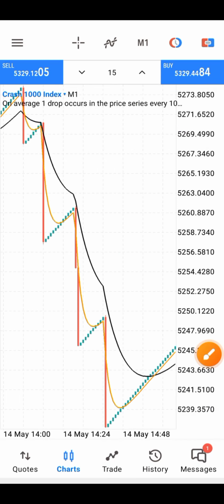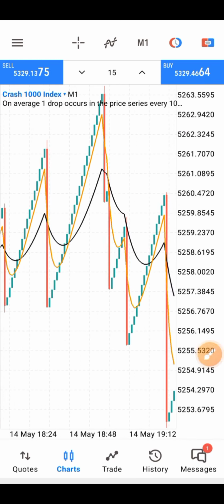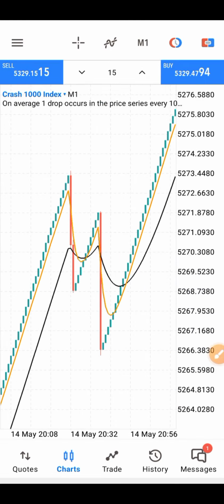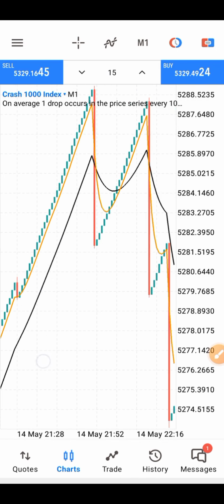Markets will always show formations before changing trend. So if you know how to read out those formations, you will make use of it to make money for yourself.